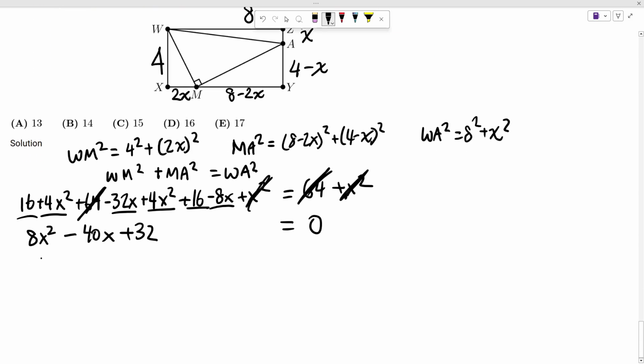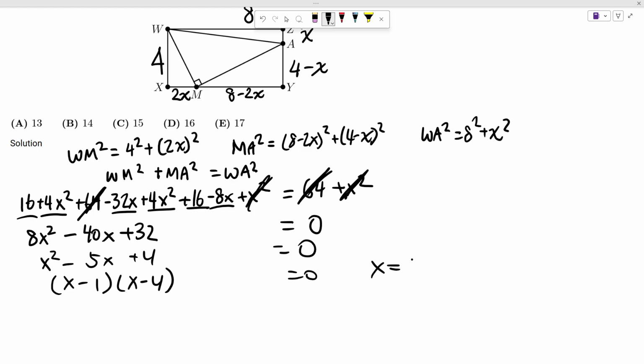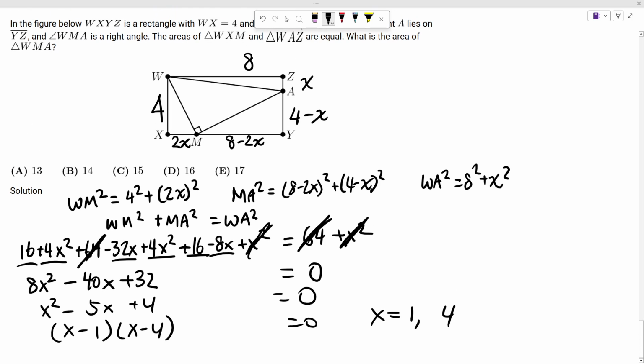Now we can just solve this quadratic. Divide both sides by 8, and x is going to equal 1 or 4. Clearly, x doesn't equal 4 because that definitely doesn't work. That would just mean that our triangle WMA is a straight line here. So that means x has to equal 1.